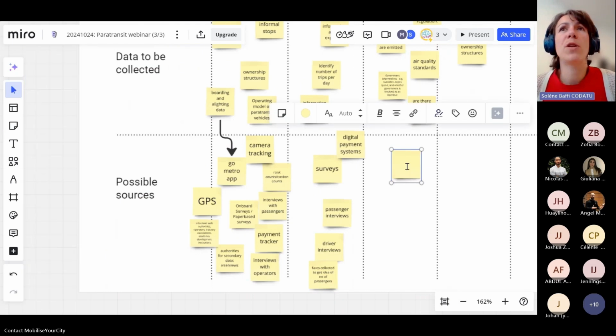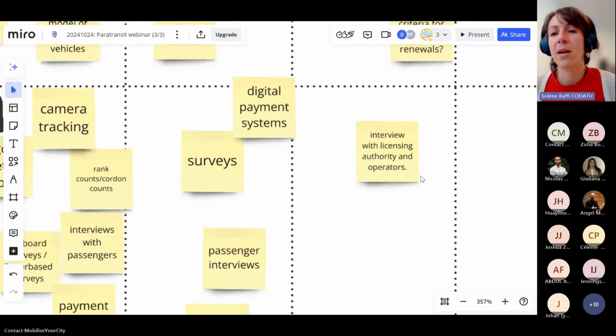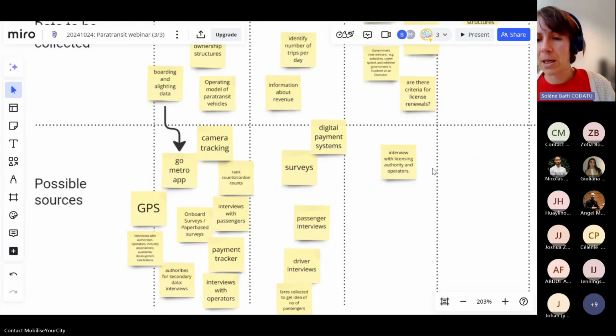Perfect. And just to move on to also how to collect the data. So if you would have any suggestion of, for instance, where and how to get information on the licenses emitted, which is also a big question.